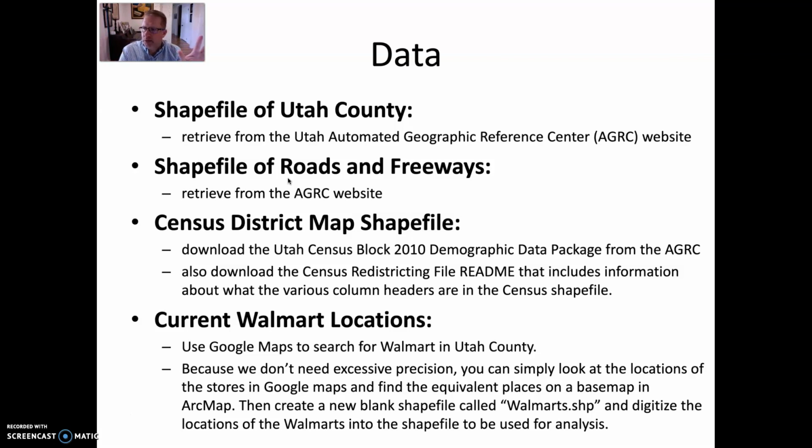There's not a way to download those points directly from Google Maps that I know, and there's not a way to go to walmart.com and download it directly from them. So you'll have to effectively drop points on a map, looking at the Google Maps at the same time. Or if you just happen to know where all they are, that's fine. So you'll create a new blank shapefile called walmarts.shp and digitize those locations directly into it. And that'll give you all the data you need for this project.